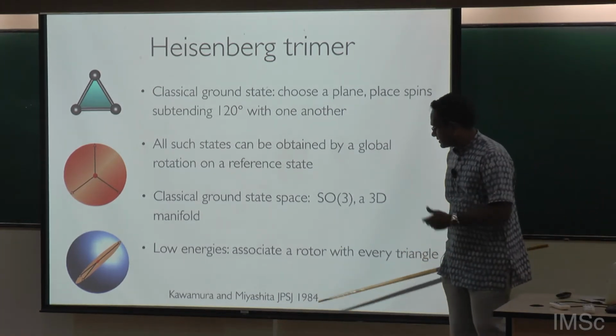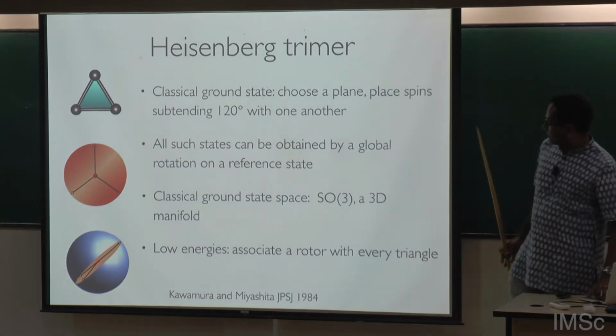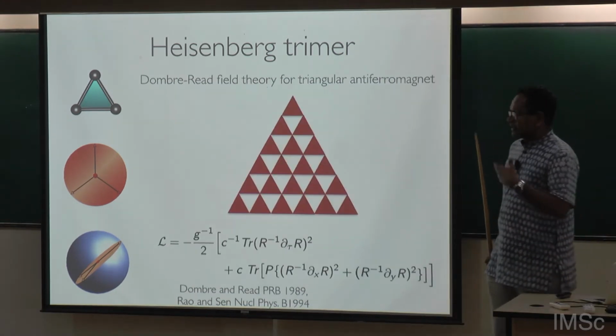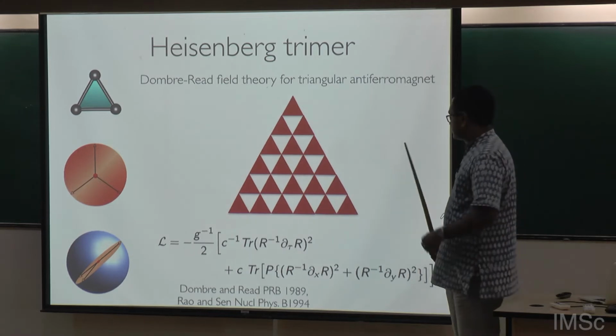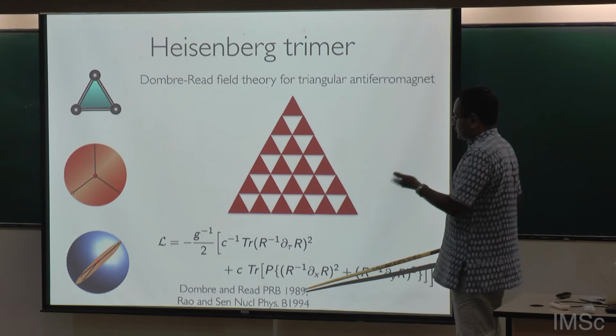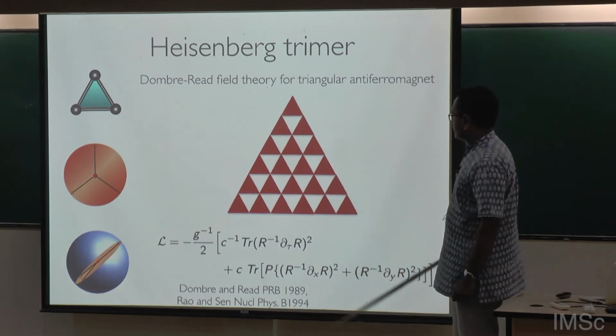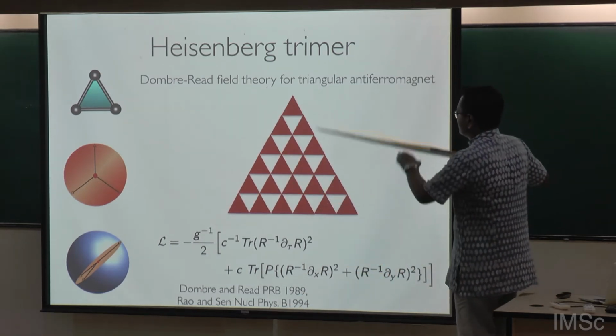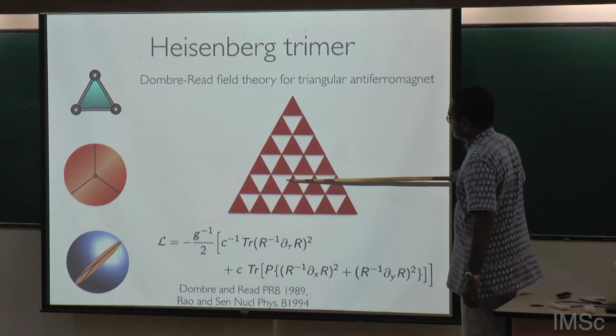This is known since the 1980s, this very beautiful paper. And this again has been used to study a wide variety of magnets. For instance, triangular lattice antiferromagnets can be studied using this. So in 1989, Dombre-Read showed that, suppose you have this section of a triangular lattice, you have spins at corners.